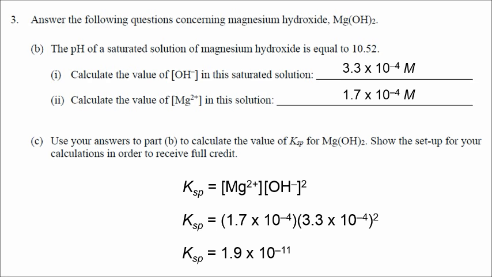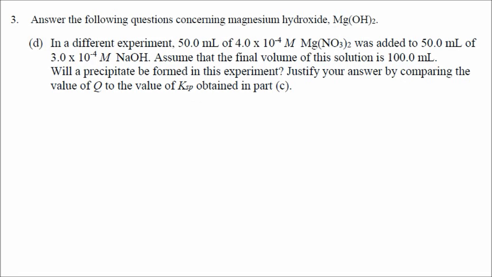Now you might have gotten 1.8 times 10 to the -11 if you left the numbers in your calculator without rounding. That's fine. All right, what do we do with this Ksp? We're going to compare Q to Ksp and decide, is a precipitate going to form when these two solutions are combined together? We have magnesium nitrate and we have sodium hydroxide. So what's the concentration of magnesium in the final solution? And what's the concentration of hydroxide in the final solution?